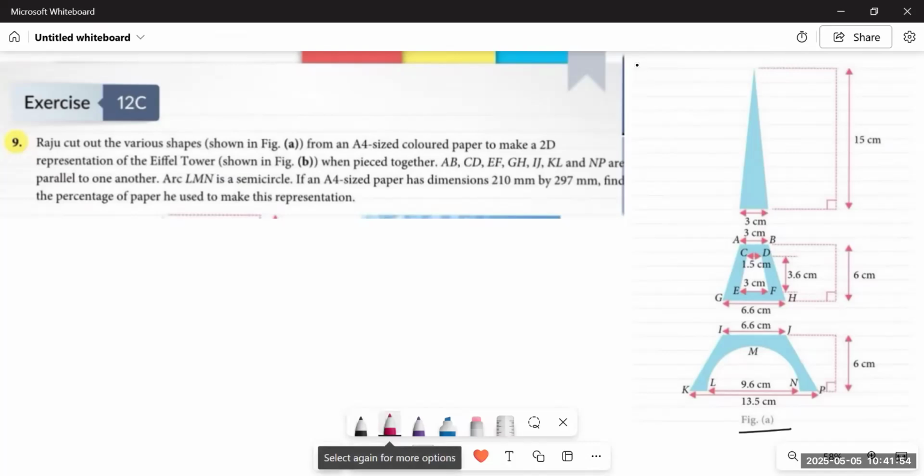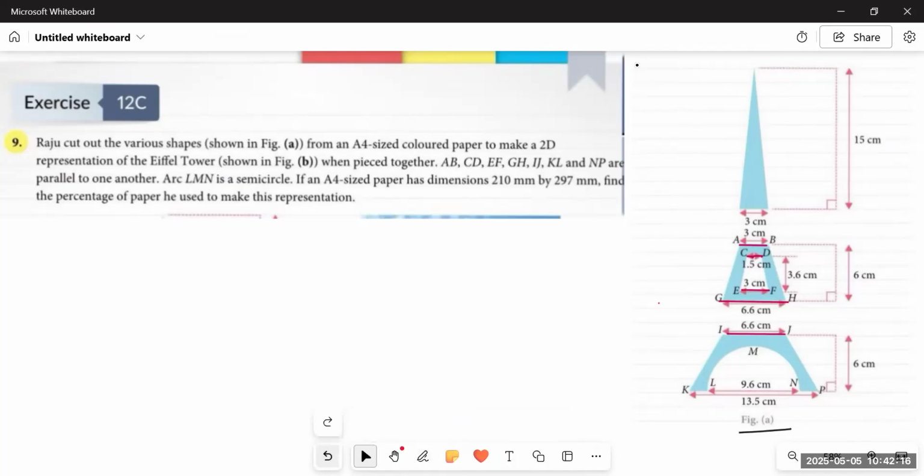So we can mark these lines. This is AB, then comes CD, then comes EF, then comes GH. All of these lines are straight and parallel to each other, but of course, they have different lengths. If we talk about this one, KL and NP are two different lines. Now they are saying arc LMN is a semicircle. Arc LMN, here it is.